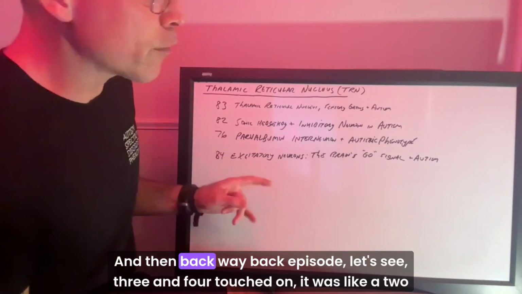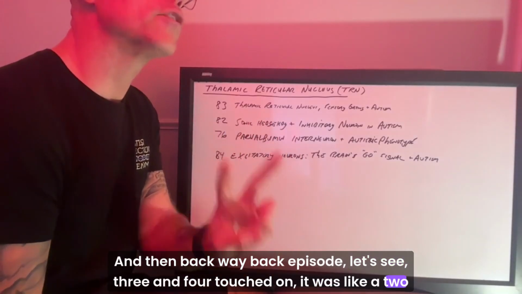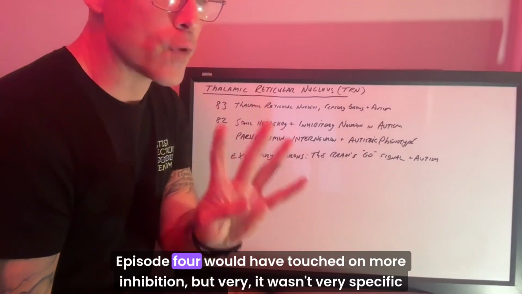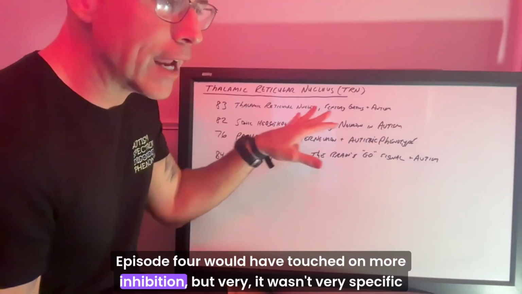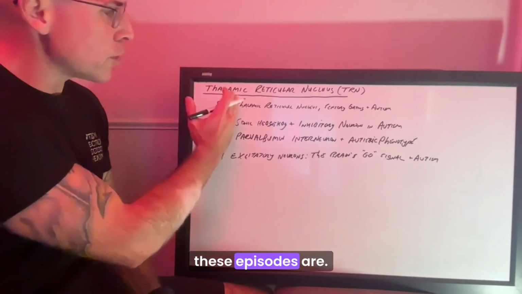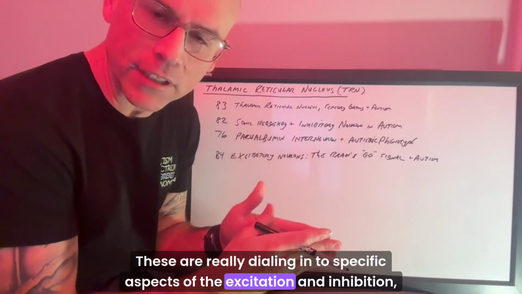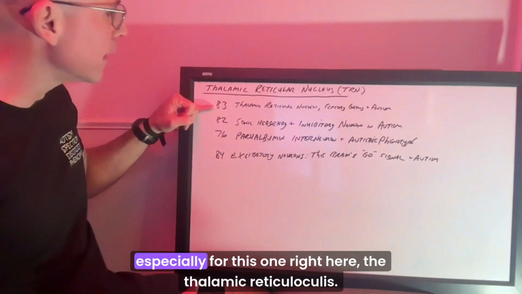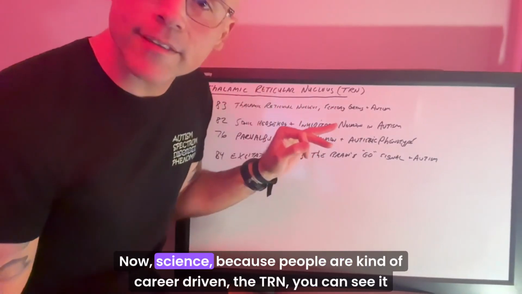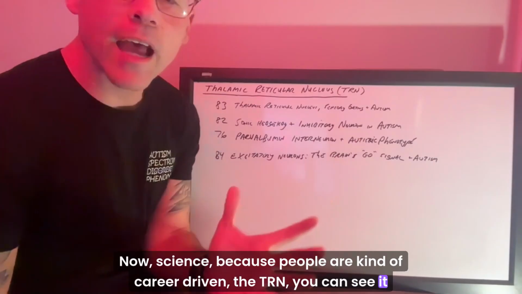And then way back, episodes 3 and 4 touched on it. It was a 2-part excitation inhibition episode, back-to-back episodes. Episode 4 would have touched on more inhibition, but it wasn't very specific, as these episodes are. These are really dialing in to specific aspects of the excitation and inhibition, especially this one right here, the Thalamic Reticular Nucleus.